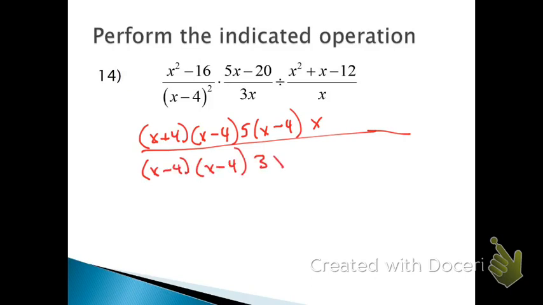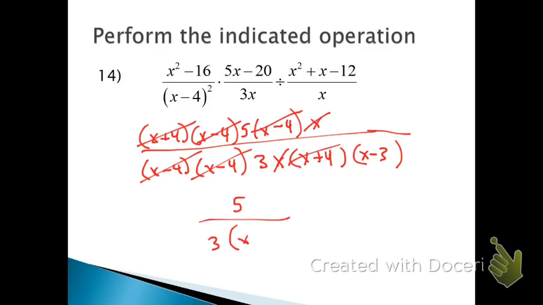And then 3x. And then we're going to take this x squared plus x minus 12. We're going to factor it, and it factors into x plus 4, x minus 3. You guys all agree with me? Yeah. Okay, let's start canceling. Now careful. You can only take one x minus 4 for each one. Then I can go here for the other one. Okay? X plus 4. Oh my goodness. And the x's cancel. Is that it? Yeah. 5 over 3 times x minus 3.